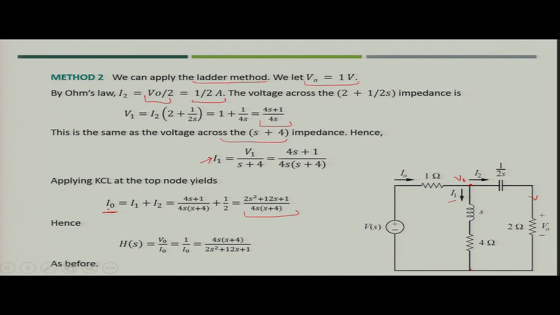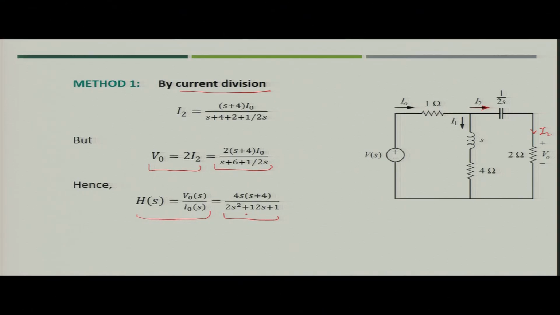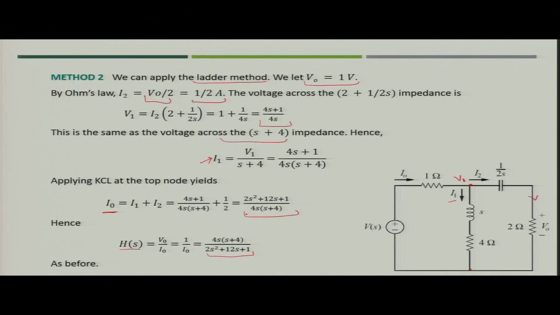Now, you have got I naught, and V naught you have assumed as 1 volt. So, you find the value of the transfer function H(s), which is V naught upon I naught, that is 1 upon I naught. When you put the value of I naught, you get the transfer function 4s into (s+4) upon (2s square + 12s + 1), which is the same as we got in method 1. So, whether you use the first method or the second method, you will get the same result.